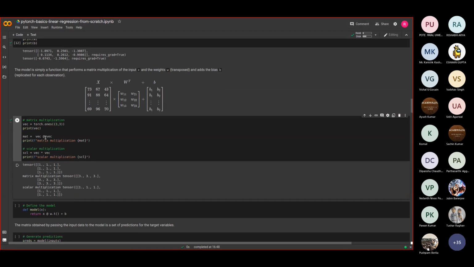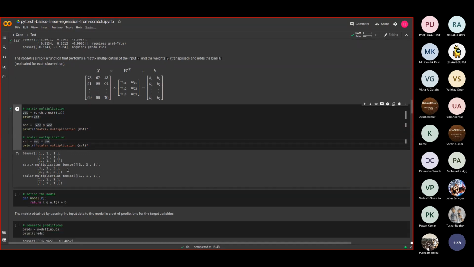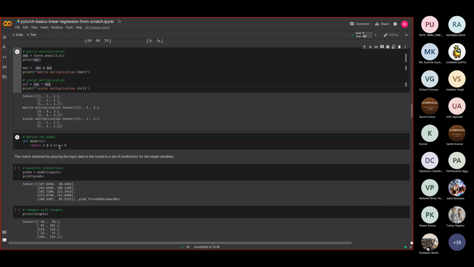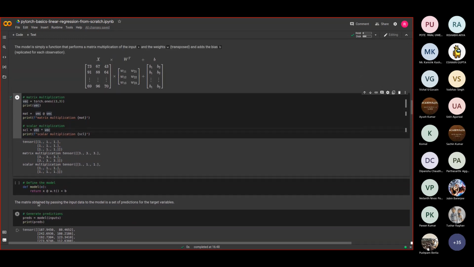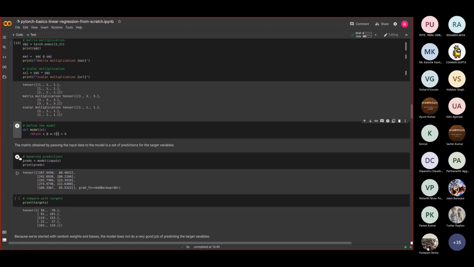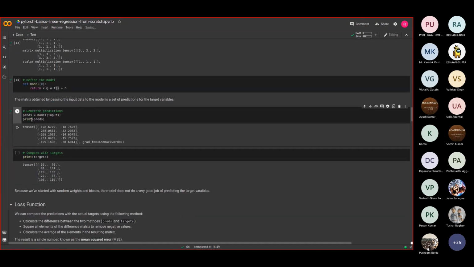So in Python, we will use the at symbol. This will calculate matrix multiplication, and the star symbol, which you generally use for multiplication, will actually be for elementwise multiplication. So if you use a tensor, let's say a 3x3 matrix, we'll get two different answers if you use the two different operators. And here we'll define our model. Instead of y, we are just calling it model, and it will be the same as what you have done: x matrix multiplied with w transpose, then plus the bias. And now it will make our predictions.